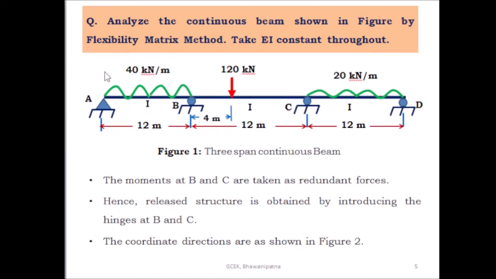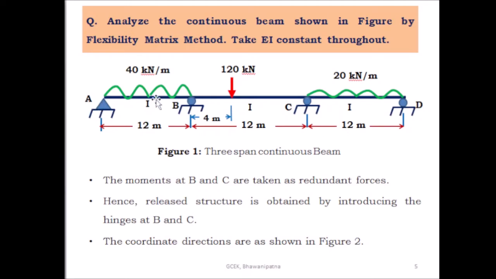Coming to one problem: analyze the continuous beam shown in the figure by the flexibility matrix method. Take EI as constant throughout. So this 3-span continuous beam A, B, C, D is given, where A is hinged, and B, C, D are roller supported. The span length AB is 12 meters, span length BC is 12 meters, and span length CD is 12 meters.